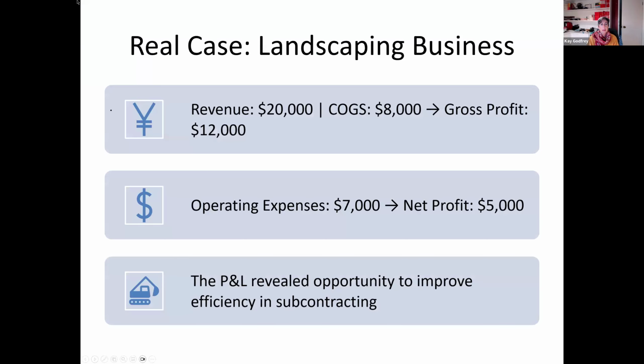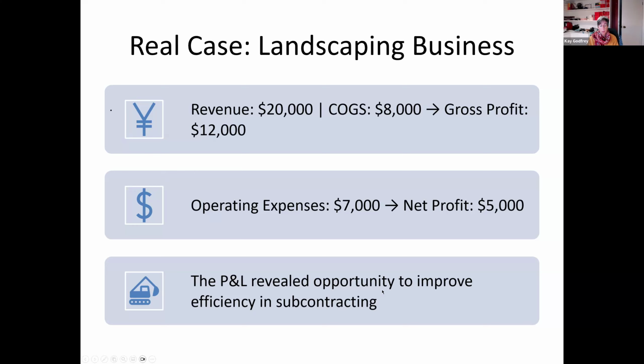So landscaping business, revenue 20,000, cost of goods 8, gross profit 12, which is a difference. Operating expenses 7,000, net profit is a difference between the 12 and the 7, which is 5. The profit and loss revealed an opportunity to improve efficiency in subcontracting. So maybe the subcontracting costs were too high.